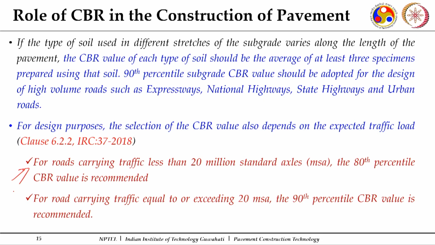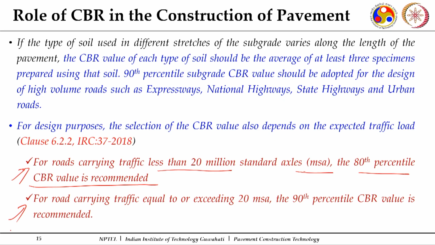And once you have the CBR values for the entire stretch, it says specifically for roads carrying traffic less than 20 MSA, 20 million standard axles, the 80th percentile CBR value is recommended. That means, when you do the testing, only 20% of the CBR results may fall below this. In the rest of the cases, 80% of the CBR results, if you do a cross examination, should be more than that value.